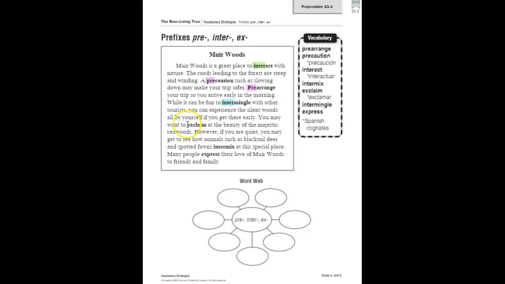The next word is exclaim. Here we have our prefix ex. Remember, ex means outside or no longer. So, you may want to exclaim, or you are going to not be able to hold it in anymore. You have to exclaim it. It's got to come out. It's got to come outside of your body. You're going to have to yell it. And then we have intermix and express.